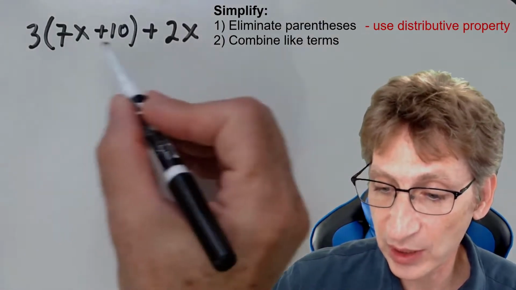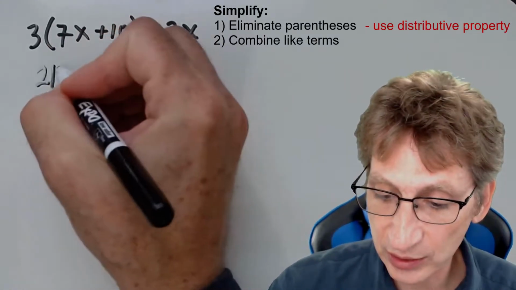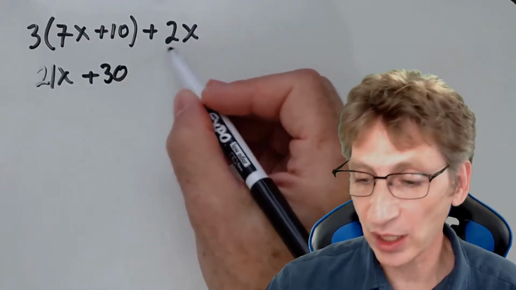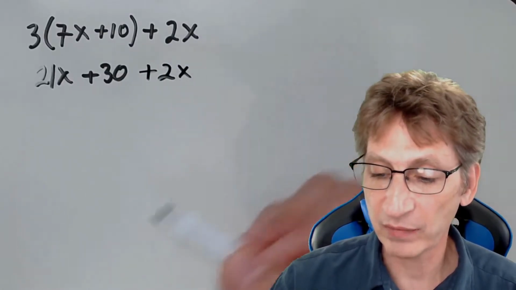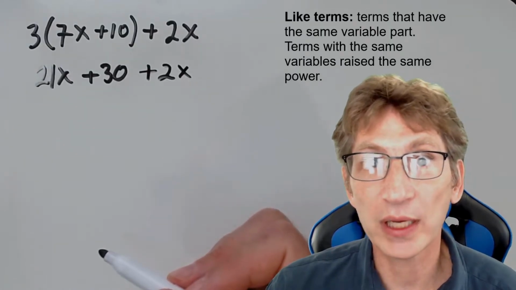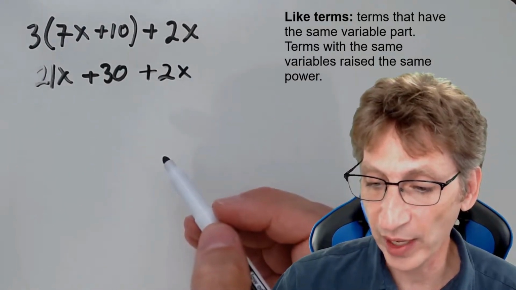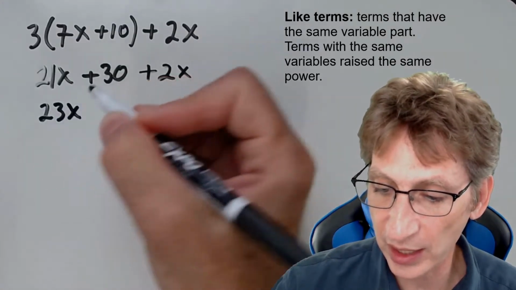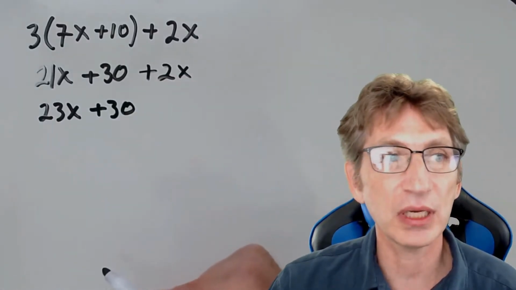So we will take this 3, multiply it by each term in the parentheses, giving us 21x plus 30. Then we deal with the other term hanging on at the end here and just bring it down. Now we have our new expression after the distributive property. We identify the like terms. There are two like terms here because they both have the variable x in them, 21x and 2x. 21x plus 2x is, yes, 23x. Bring down the 30, 23x plus 30. That's what we get for that one.